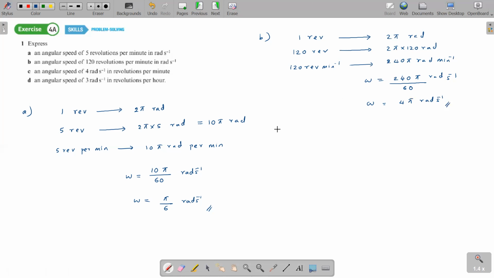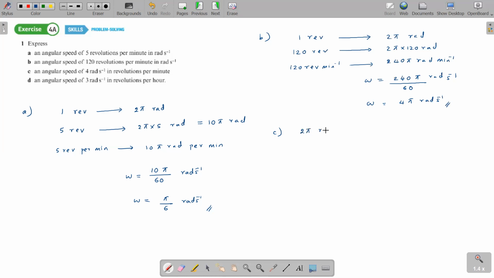So let's move on to part C. An angular speed of 4 radians per second in revolutions per minute. Now they want you to convert radians per second to revolutions per minute. How do we do this? In this case, I want to convert radians to revolutions. So I'll write like this.